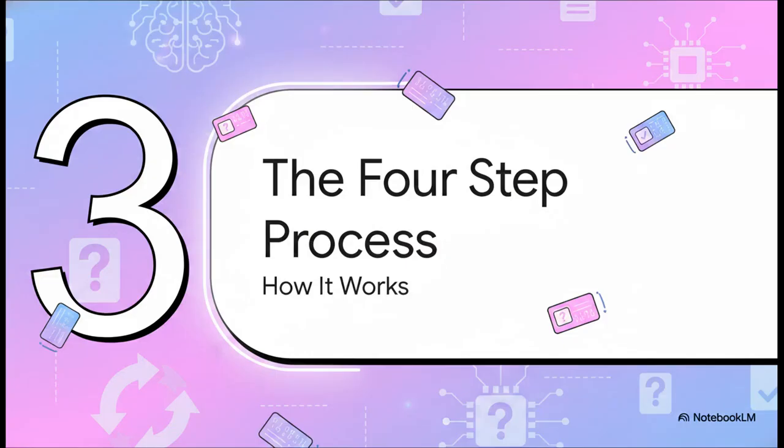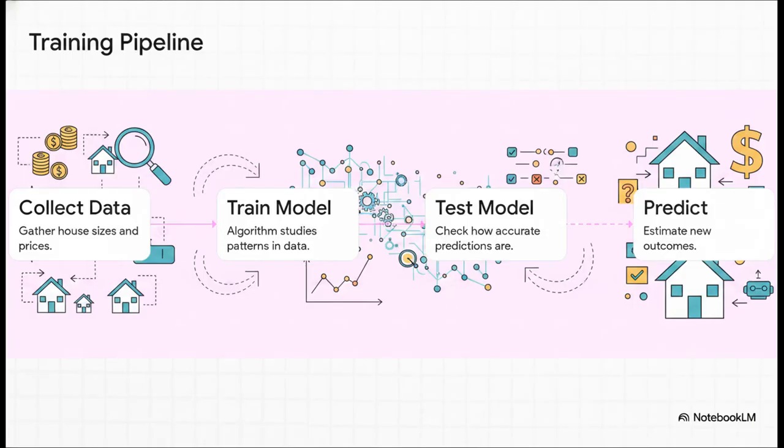Moving on to Part 3, the four-step process. Let's see how this builds across a standard machine learning pipeline. It usually works in four distinct steps. Step 1 is to collect data. For example, let's say we pull together a massive list of house sizes and their corresponding house prices. Step 2 is where we train the model. This is where the algorithm studies the patterns in that data, connecting the square footage to the dollar signs.